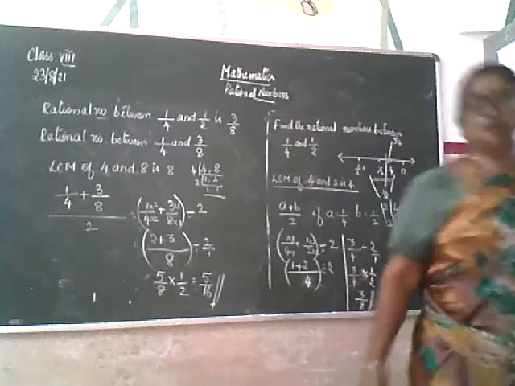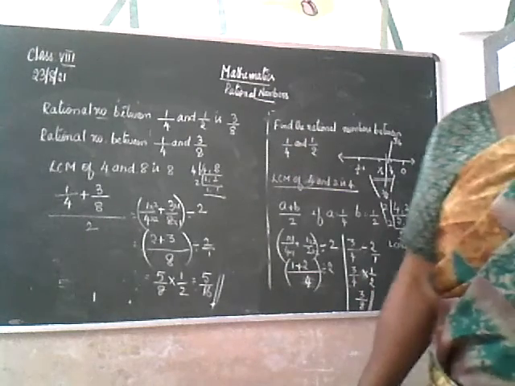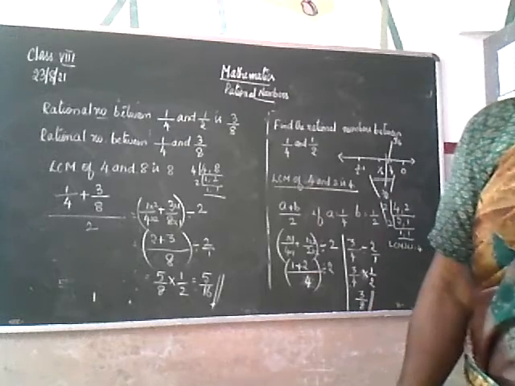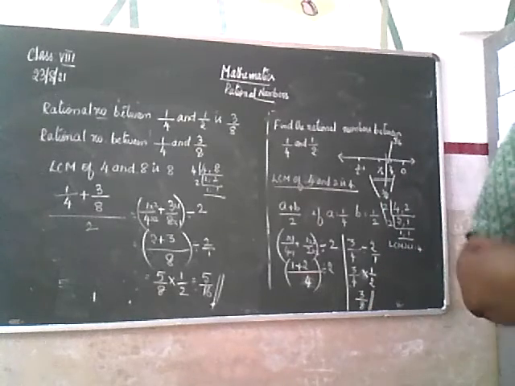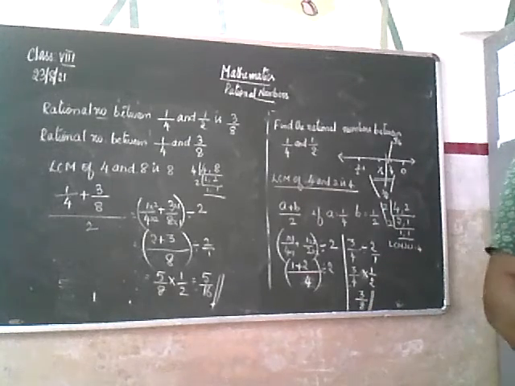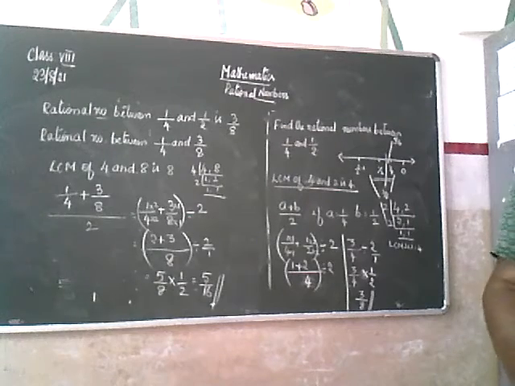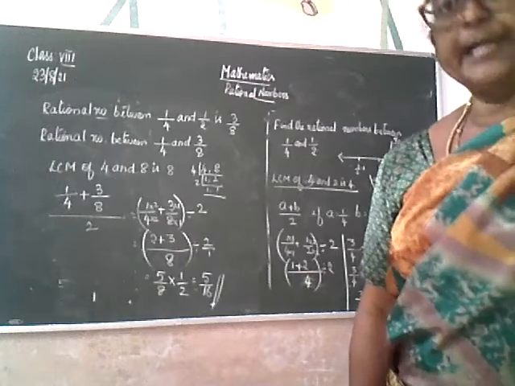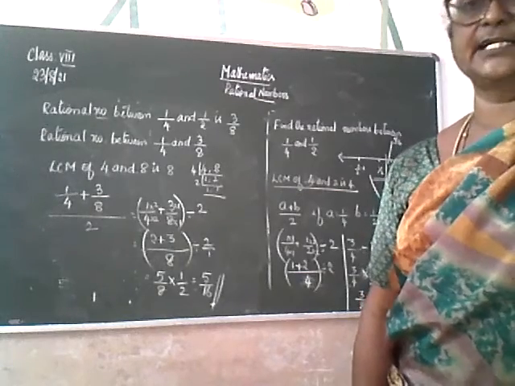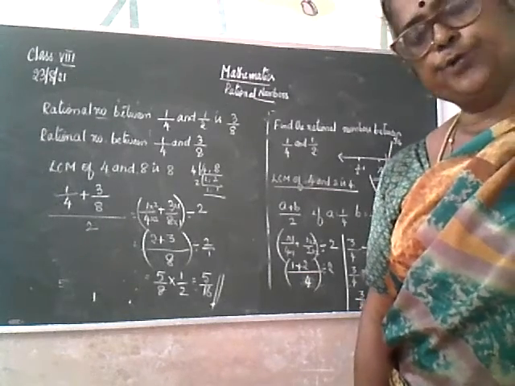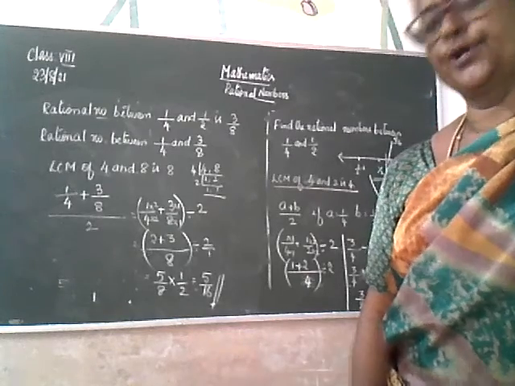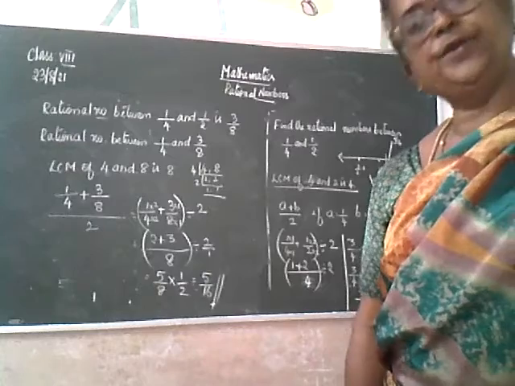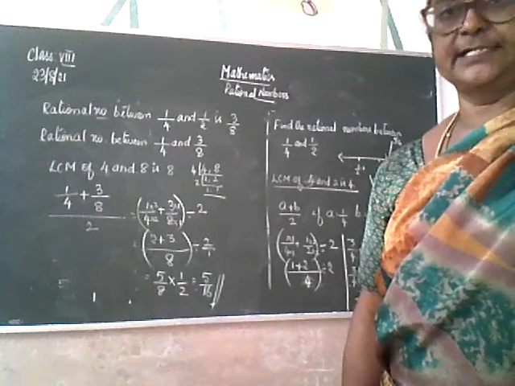So like that also you can find so many rational numbers. Okay? Understood now? Yes. So you can find out what? How many you can find out? You can find out infinite number of rational numbers between any two given rational numbers. You can write countless number of rational numbers between any two rational numbers.